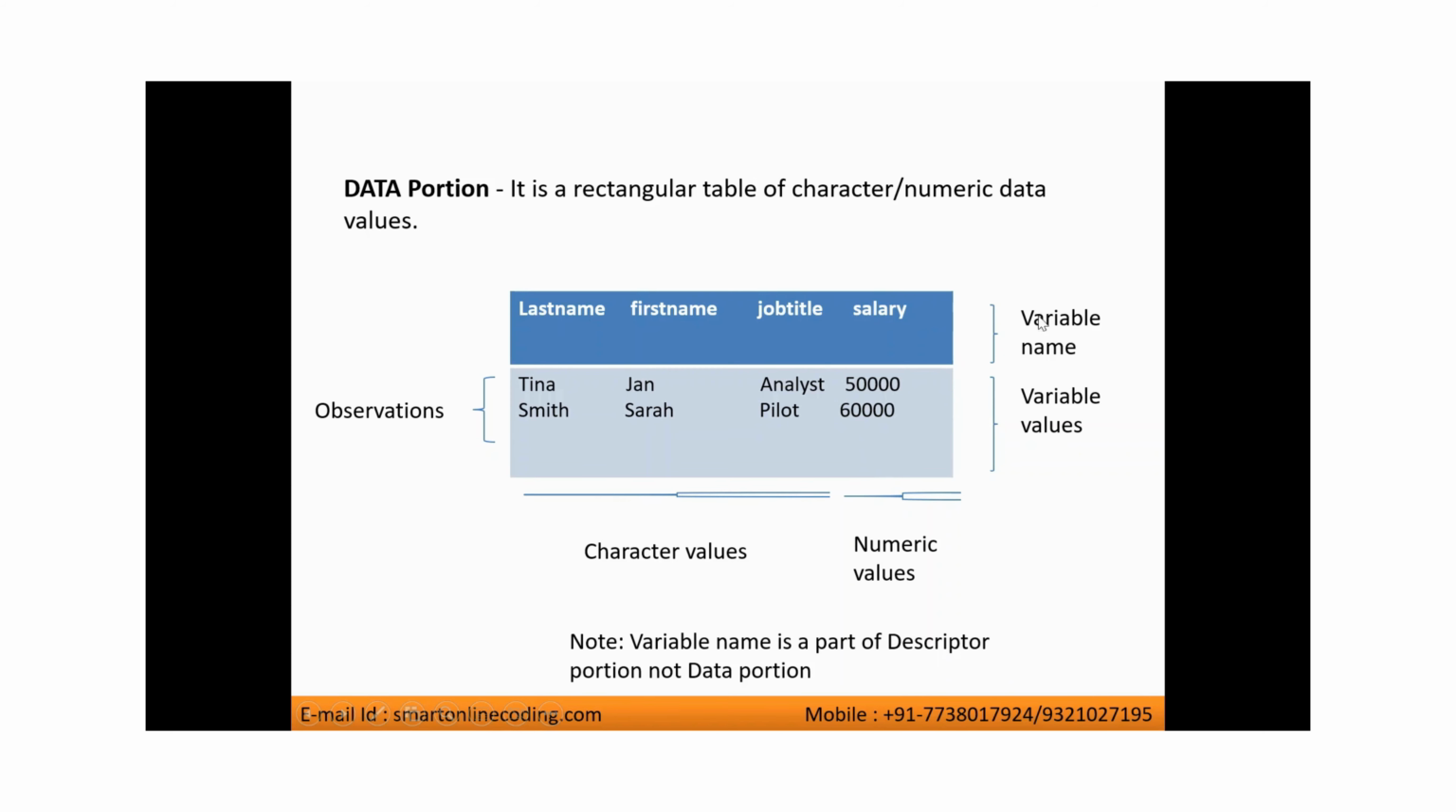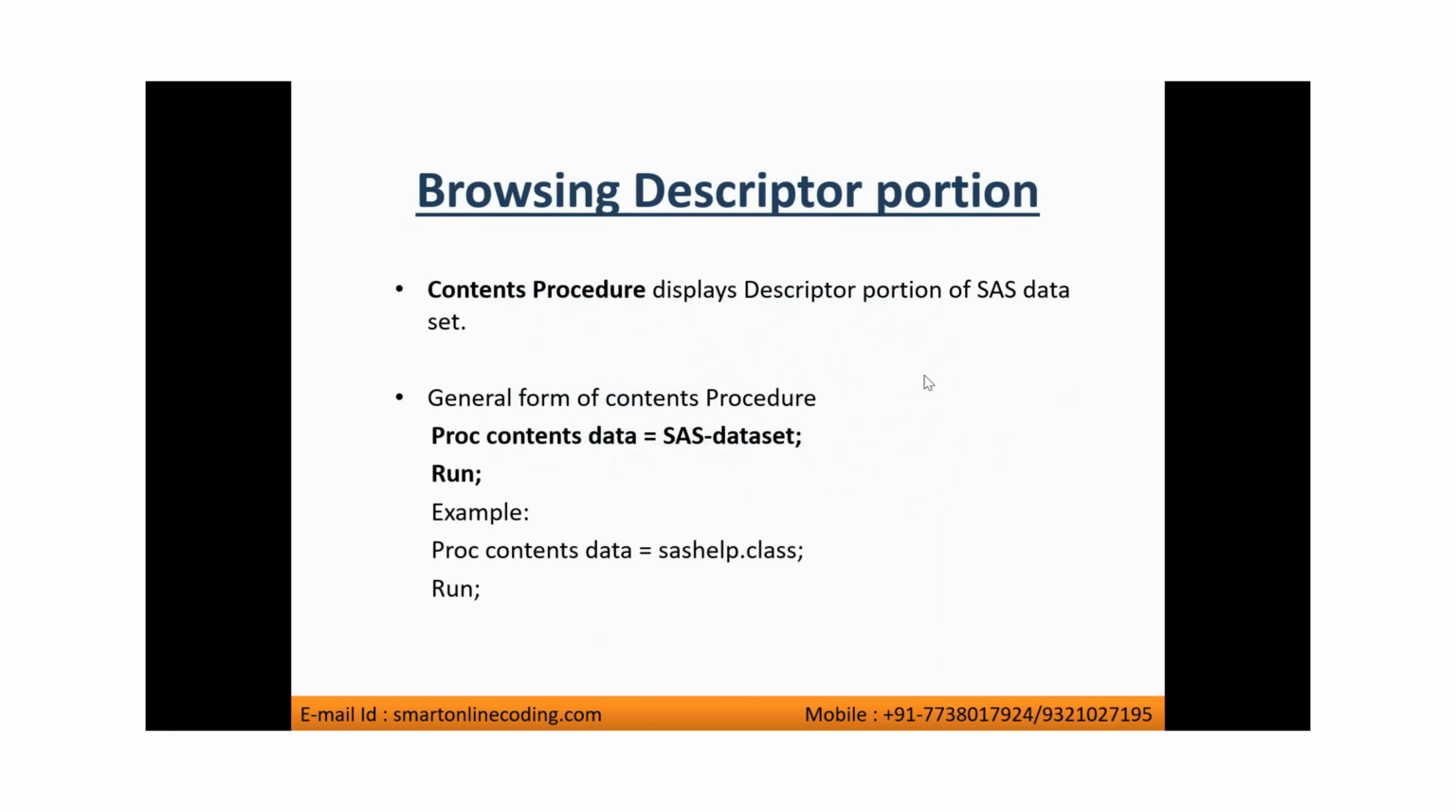Note, the variable name is a part of the descriptor portion, not the data portion. This is the important thing. Variable name, in the sense, is the header of the table, or you can say the data set. Under that data set, the variable names come under the descriptor portion, whereas the data portion will contain only the values of the observations we are dealing with. Is that clear? Any doubts so far?